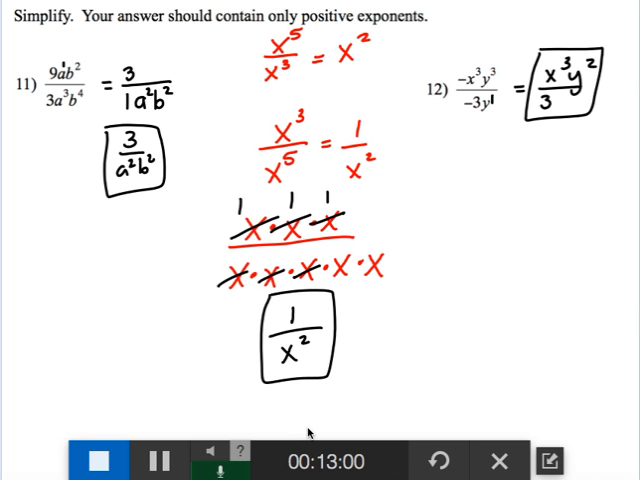So what I want you to do now is click on the assignment that's under assignments, and do those practice problems. Just write them on your own paper.